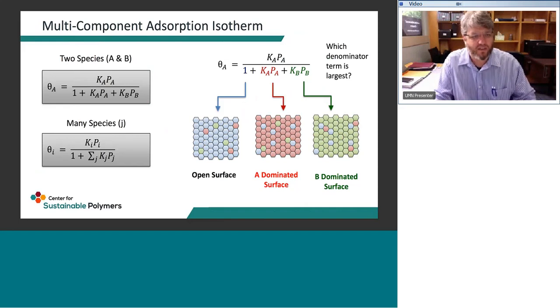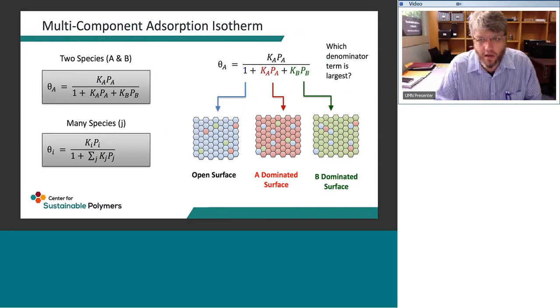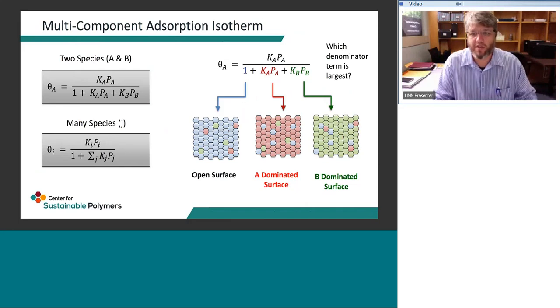Now what's happening as you change these parameters? If you look on the right, the denominator, you have a 1 plus a term for species A and a term for species B. And as the relative ratios of those terms change, you can actually switch between a surface that has very low coverage, is mostly open. As K_A P_A gets large, you can have a surface dominated with species A, and as K_B P_B gets large compared to the other terms, you can have a surface that's dominated by species B. Now this is very important for the reaction and the kinetics because that can control the rate of reaction based on what's on the catalyst surface.